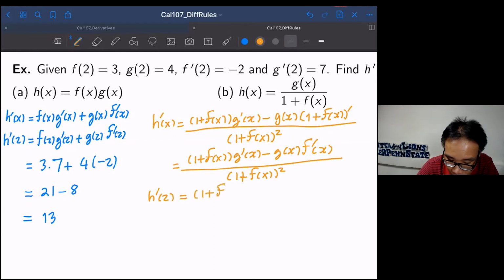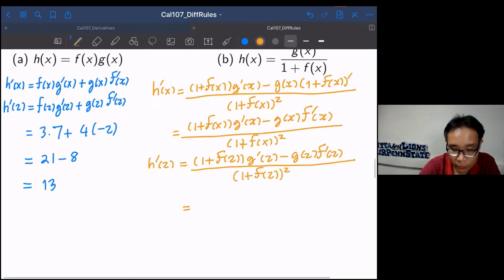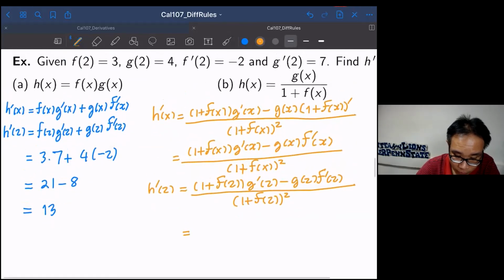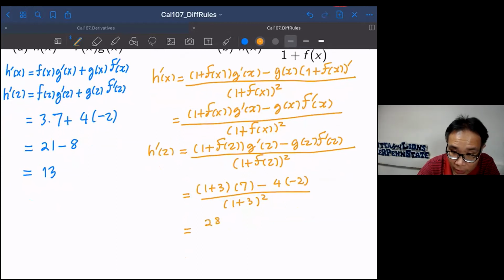So it's going to be (1 plus f(2)) multiplied with g prime 2, minus g(2) f prime 2, over (1 plus f(2)) squared. This will be 1 plus 3, g prime 2 is 7, g(2) is 4, and f prime 2 is negative 2, over (1 plus 3) squared. So on top it's going to be 28 plus 8 over 4 squared. So it's going to be 36 over 16.